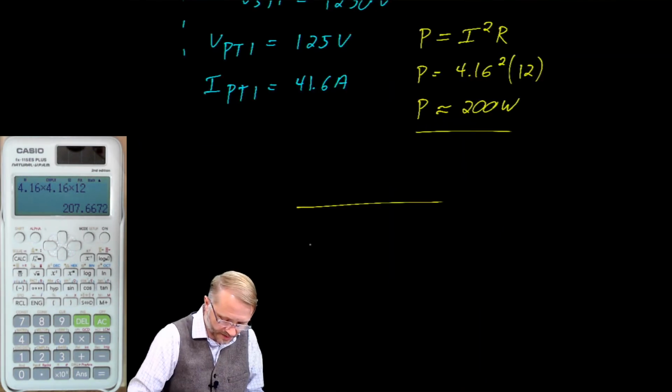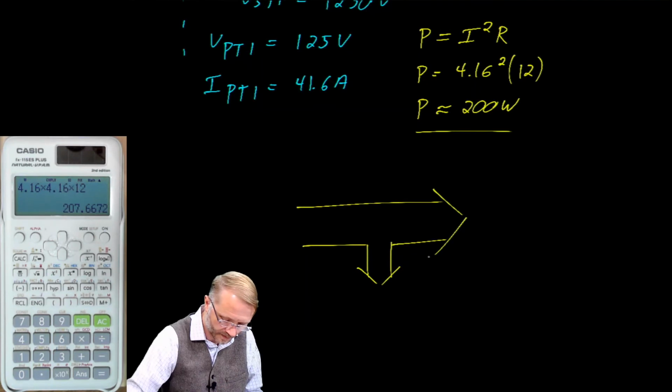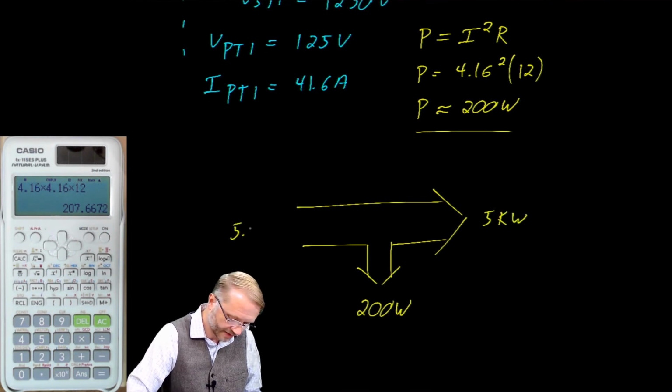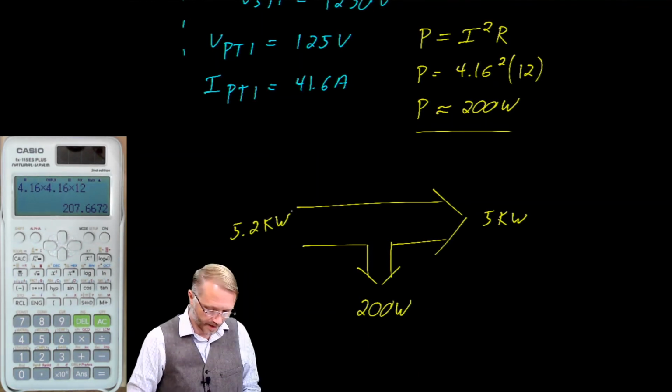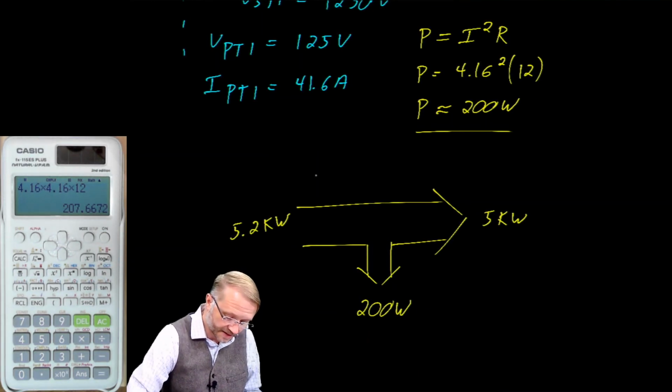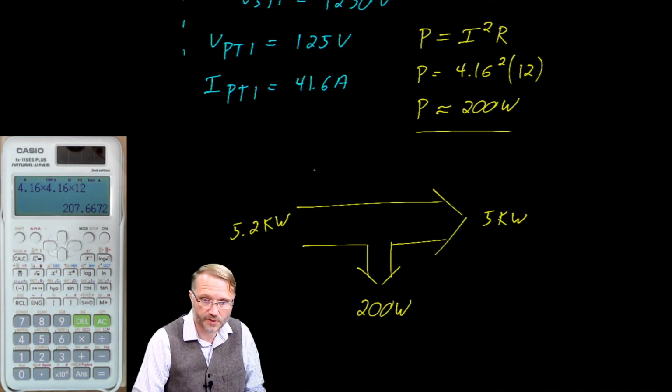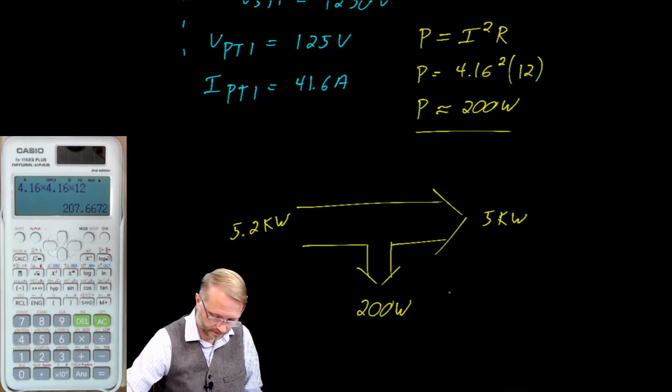We can think about this with the power flow diagram. We lost 200 watts in the wire. We had 5 kW out here, which means we must have had 5.2 kW going in. Keep in mind that this was for ideal transformers. Real transformers will have more loss.